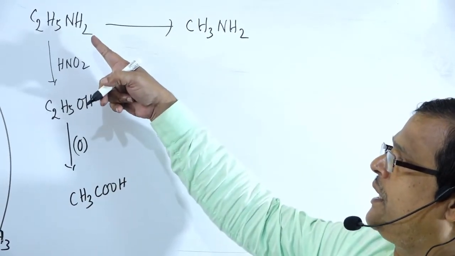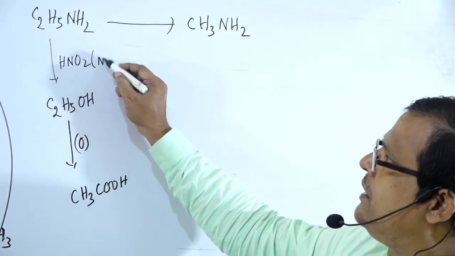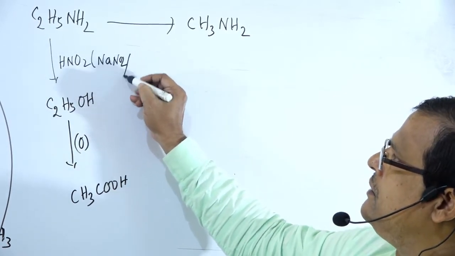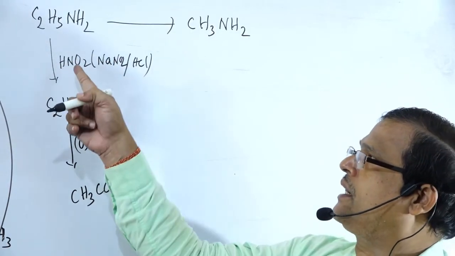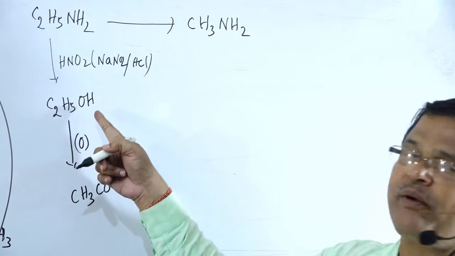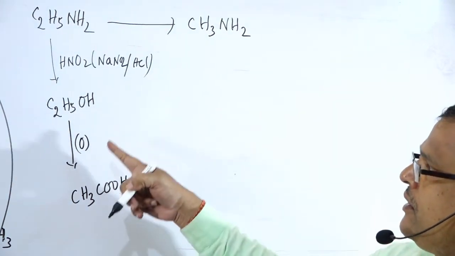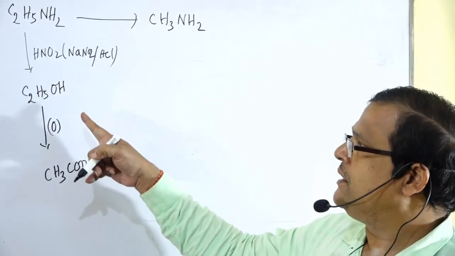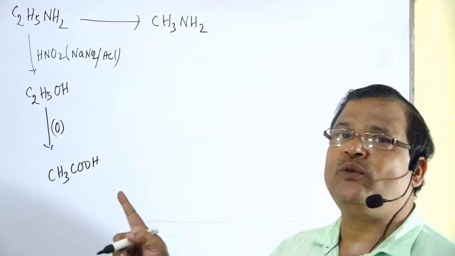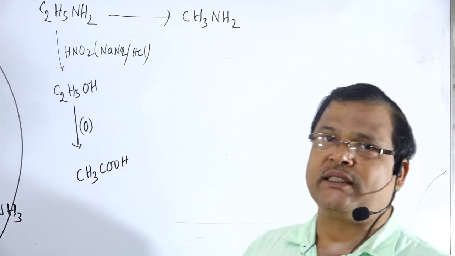So ethylamine treated with nitrous acid, that is NaNO2 and HCl, forms the primary alcohol. That primary alcohol is oxidized to form acetic acid, because alcohols get oxidized to form aldehydes, and aldehydes get oxidized again to form carboxylic acids.